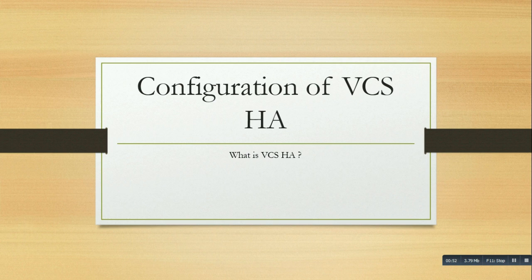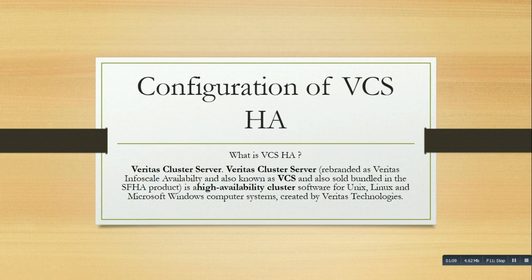so before we start the practical, I would like to talk about some theoretical knowledge. Okay, some theory. So now what is VCS HA? Veritas Cluster Server, rebranded as Veritas InfoScale Availability and also known as VCS, also sold bundled in the SFHA product, is a high availability cluster software for Unix, Linux and Microsoft Windows computer systems, created by Veritas Technologies.